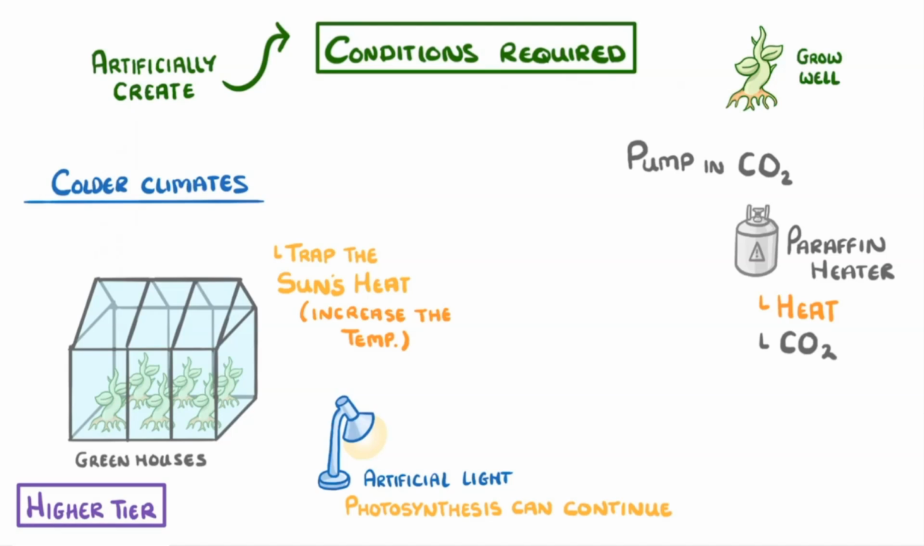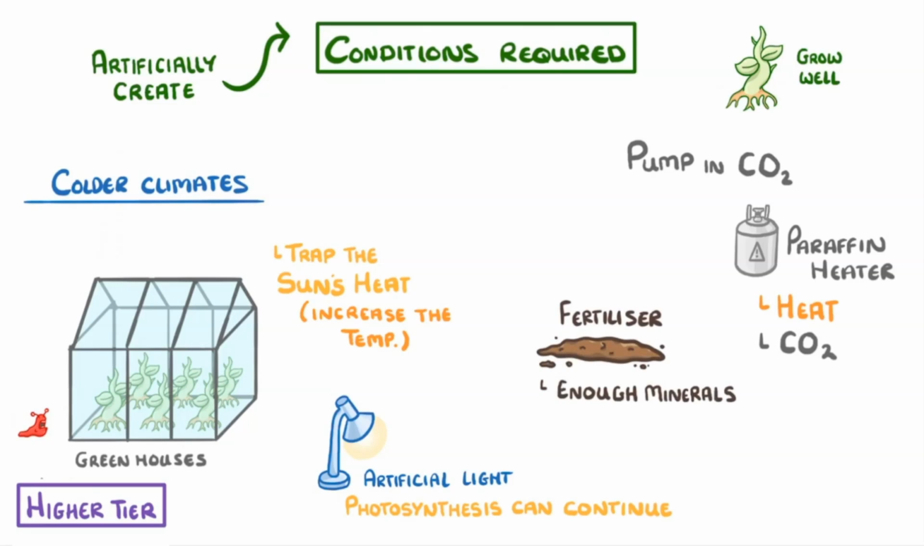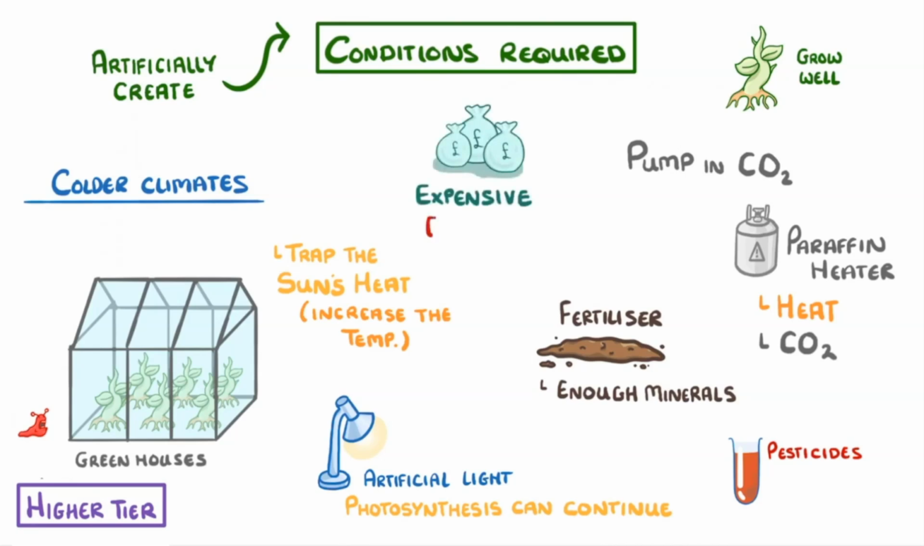Another benefit of greenhouses is that they're enclosed, so pests and pathogens can't get to the plants as easily. In addition to all of this, farmers may also use fertilizers to ensure that the plants have enough essential minerals, and pesticides that kill any unwanted bugs. As you can imagine though, everything that we've discussed here can cost a lot of money, so farmers are going to have to weigh up this extra cost versus the extra yield that they'll hopefully get from their crops.